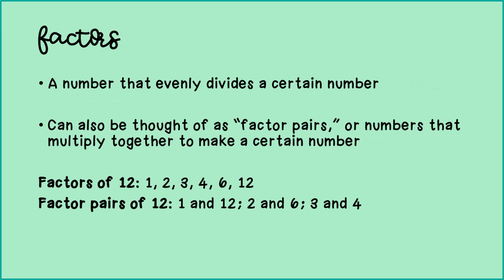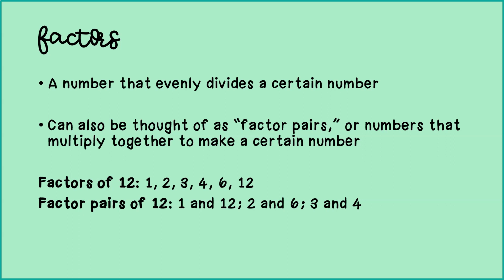Factors are numbers that evenly divide a certain number. I have the example 12 here, where I have the list of factors of 12 and the factor pairs. Some students like to think about it more in terms of the factor pairs, or two numbers that multiply together to make a target number. So in this situation, it's 12.